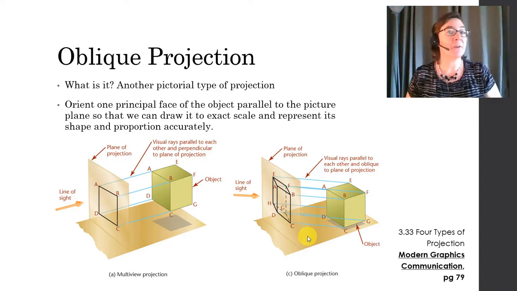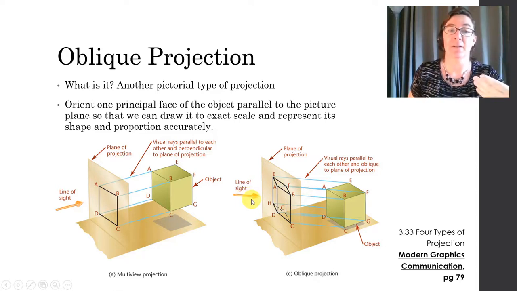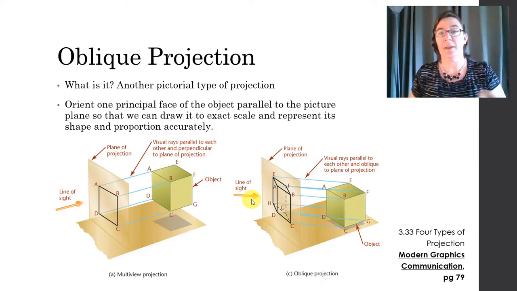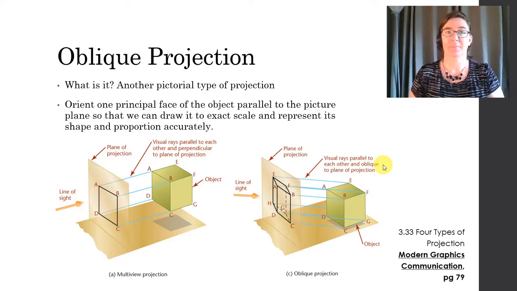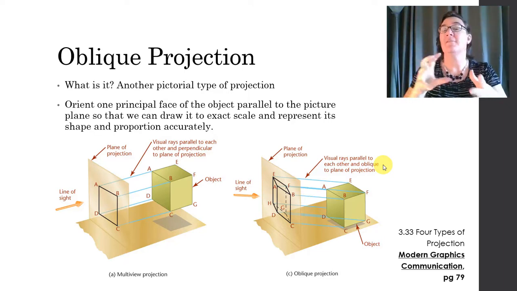The thing that's different about oblique is, look at this line of sight. It's at an angle, okay, to the plane of projection. And so therefore, your rays are parallel to each other, but oblique, or at an angle to the plane of projection. Unlike axonometric, where we tilted the object, in oblique, one face of your object is going to be directly parallel with that plane of projection.